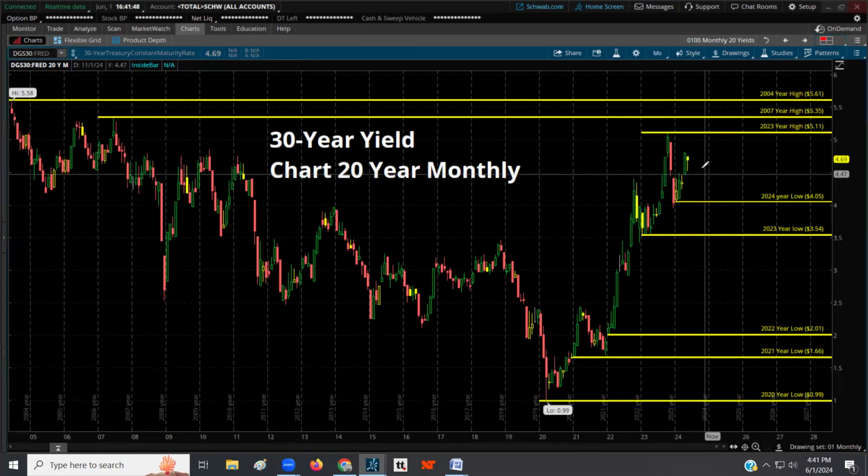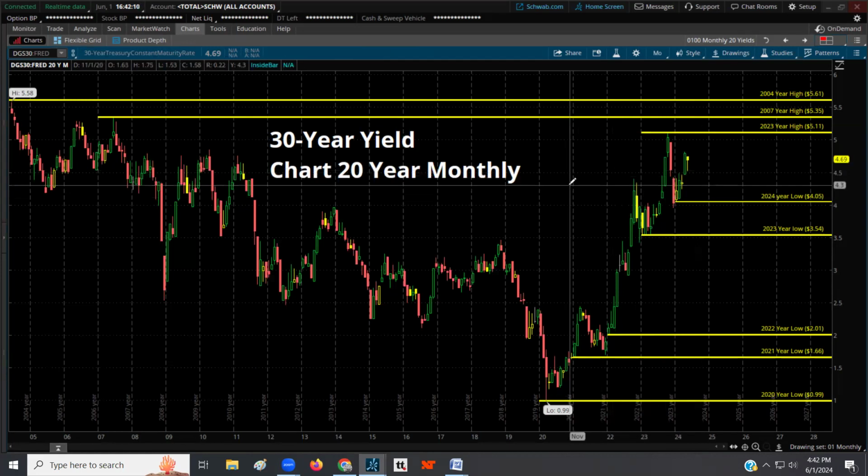So for the month, we made an inside candle. Again, these inside candles, these yellow candles, I have programmed to represent that they didn't take out the high or low of the prior candle. That reflects indecision of the market. Potential trade signal on a breakout.